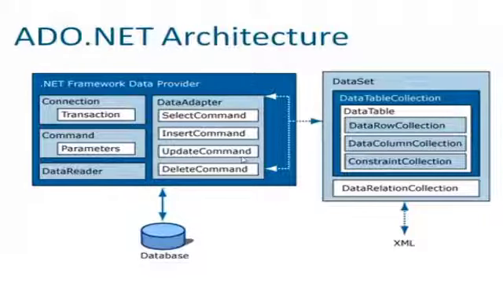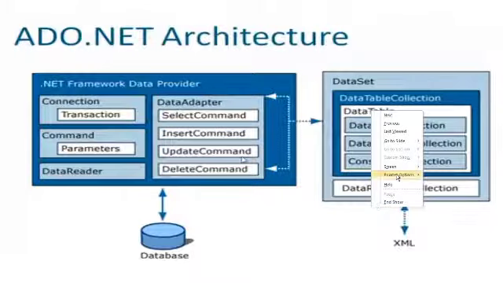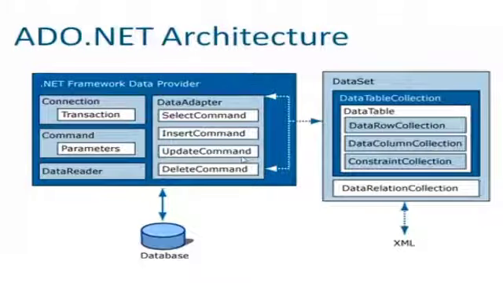So, ADO.NET architecture. Here you will find the framework data provider, which will be connected to the dataset. So connection, then command, then data reader. These are the things used while connecting with any database. We need to make a connection first, then fire some parameters, that is the command, and then read it.